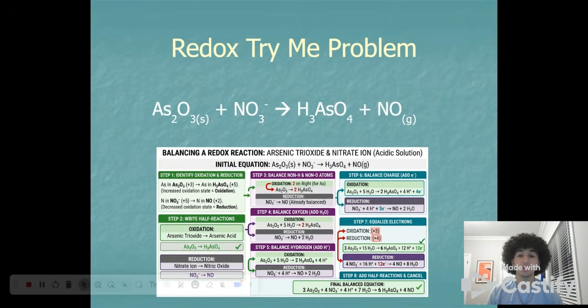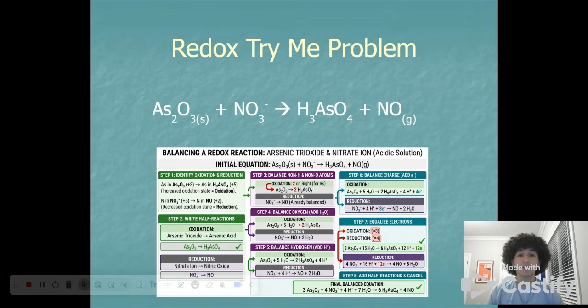Step 7 is equalizing the electrons. Oxidation produces 4 electrons, reduction uses 3 electrons. The least common multiple here is 12. So we multiply oxidation by 3. 3 arsenic trioxide plus 15 water yields 6 arsenic acid plus 12 hydrogen ion plus 12 electrons. For the reduction, you want to multiply it by 4, so that 4 nitrate ion plus 16 hydrogen ion plus 12 electrons yields 4 nitric oxide plus 8 water.